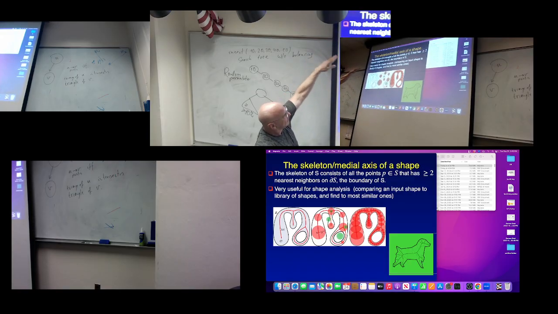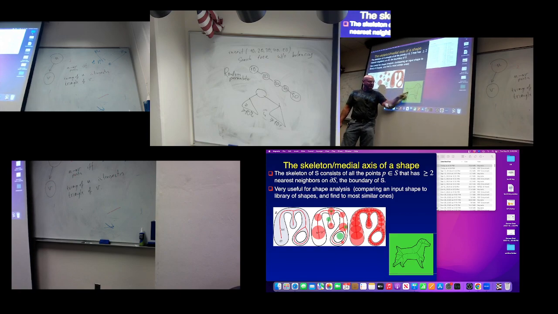Big argument. In short, I want a library of shapes, and I want to know what is the essence of the shape. What is the essence of the dog? What is the skeleton of the dog? So let's define the skeleton and the medial axis.